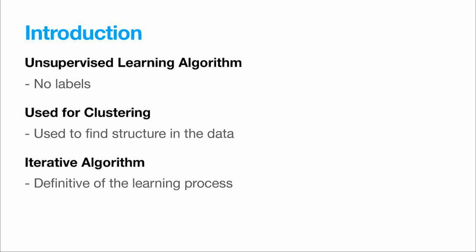So before getting into the nitty-gritty of k-means, let's have a brief introduction. What is k-means? K-means is an unsupervised learning algorithm. So unlike KNN, which is a supervised learning algorithm, in k-means we don't have any labels. We only have the features, but we don't have any labels assigned to our data. K-means is used for clustering, which is a form of unsupervised learning.